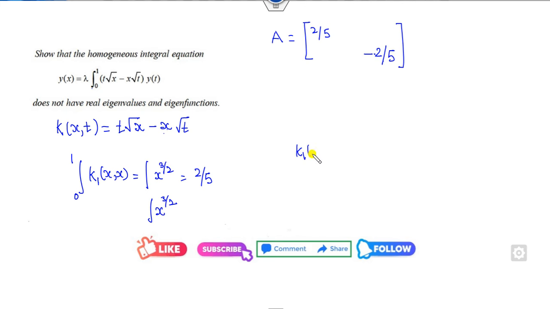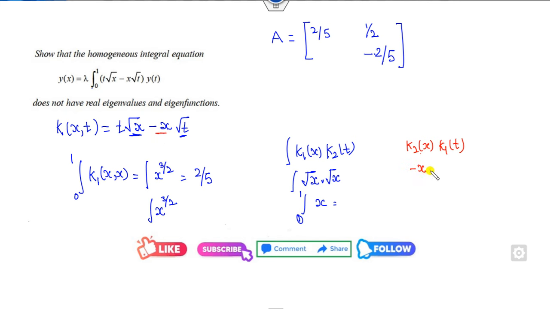What is k1 of x times k2 of t? This is my k1 of x into k2 of t. That is root of x, that is x. So integration of this from 0 to 1 is half. K2 of x times k1 of t: k2 of x is minus x into k1 of t, root of x. So it is x raised to power 3 by 2 from 0 to 1, minus 2 over 5. So you can substitute here. Sorry, k1 of t is a function of t. So it's x square. Integration of x square is 1 over 3.